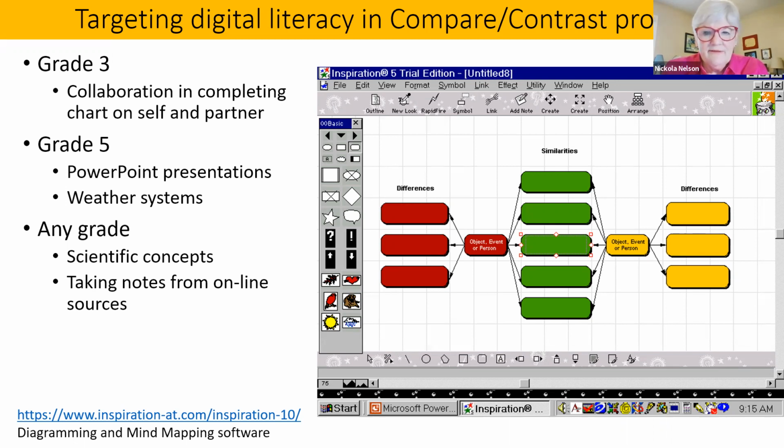In fifth grade, we have used similar kinds of software for a science activity where the students were picking a form of weather that they wanted to describe and describing it in their PowerPoint presentation. And in any grade, it can be used really to help support this and other software.